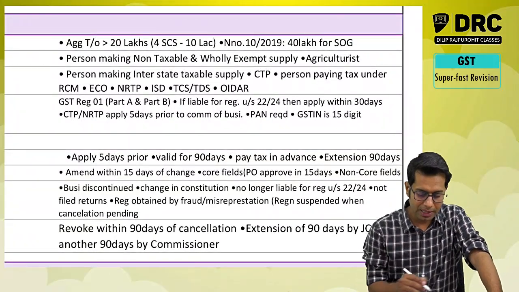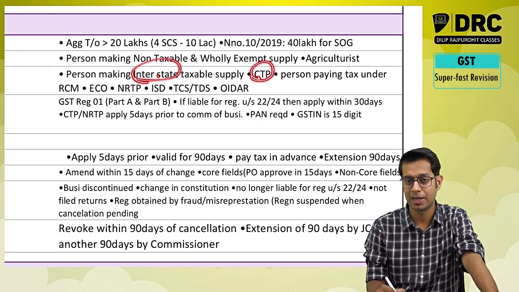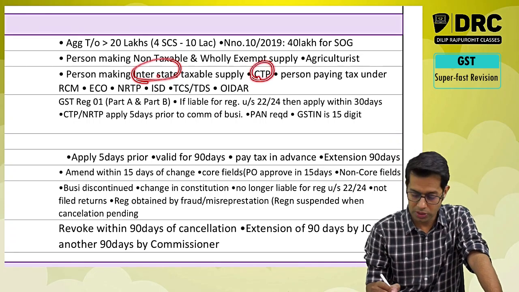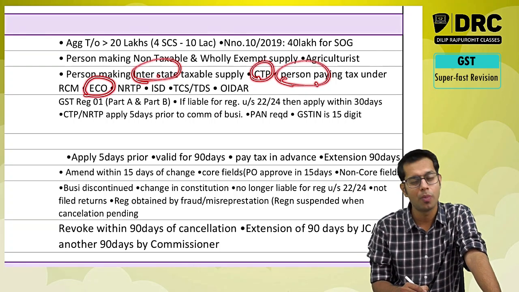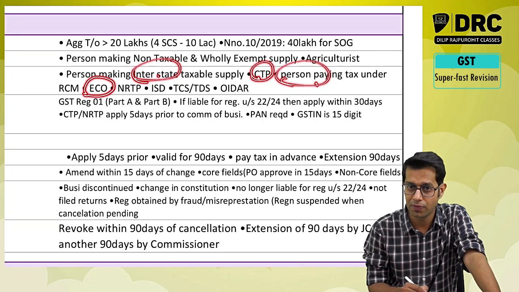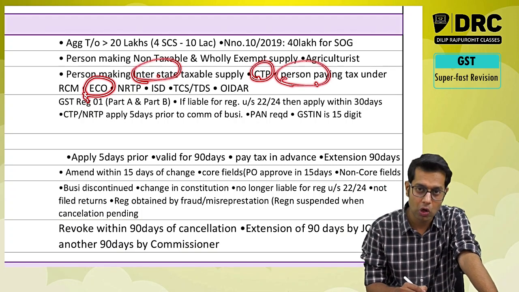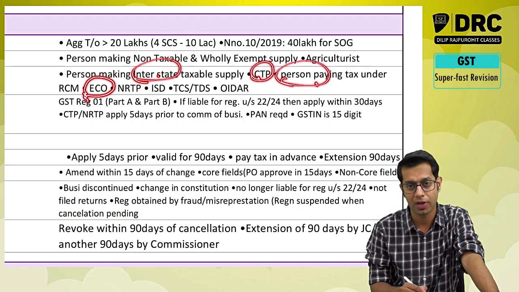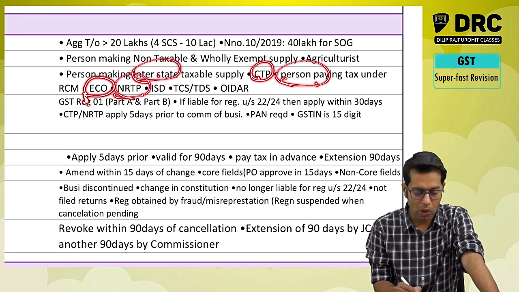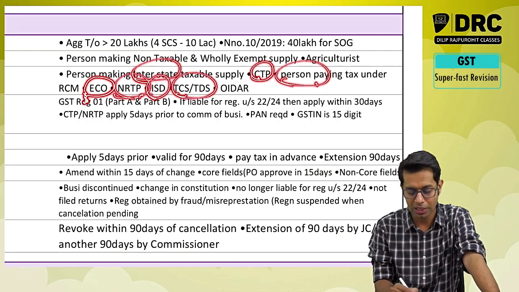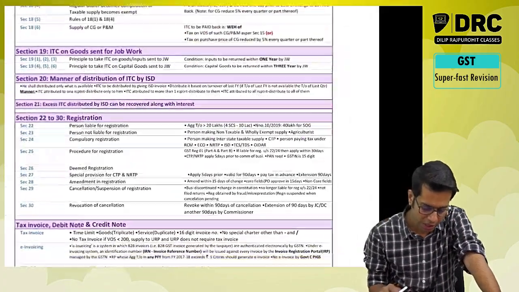Those people who are making interstate taxable supply of goods, a casual taxable person who is making taxable supply of goods, a person paying the tax under reverse charge mechanism, an e-commerce operator who is required to collect the taxes under section 52, an e-commerce operator under section 9 subsection 5, a person who is supplying through an e-commerce operator under section 9 subsection 5 or section 52, a non-resident taxable person, input service distributor, TDS and TCS persons and OIDAR service provider will have to take registration in the GST law compulsorily.